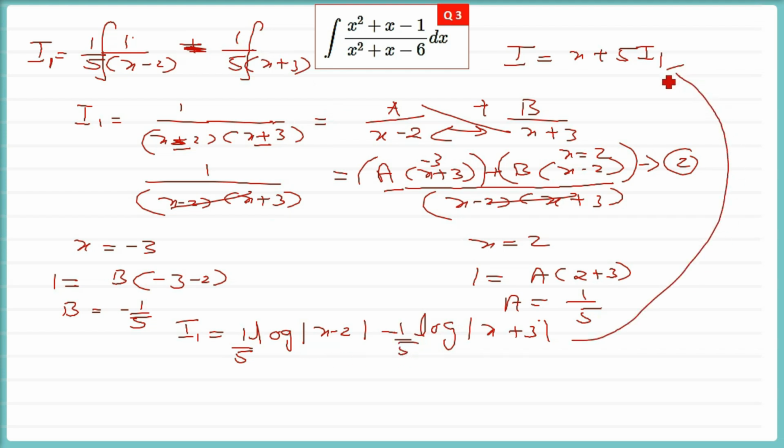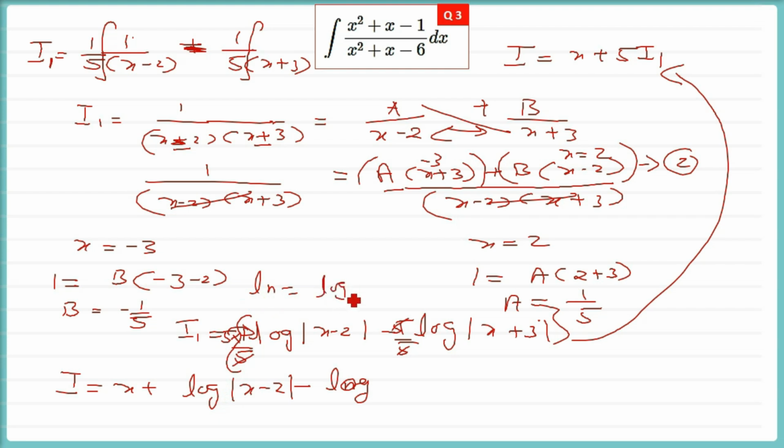Now you need to multiply this by 5 because you have to add an x after multiplying it with 5. So when you multiply it by 5, as I told you, 1 by 5 can be taken outside. When it gets multiplied by 5, all the 1 by 5 will vanish. So only this log modulus of x minus 2 and minus log modulus of x plus 3 will remain. You can also write ln, because ln is simply log base e. Plus a constant of integration.